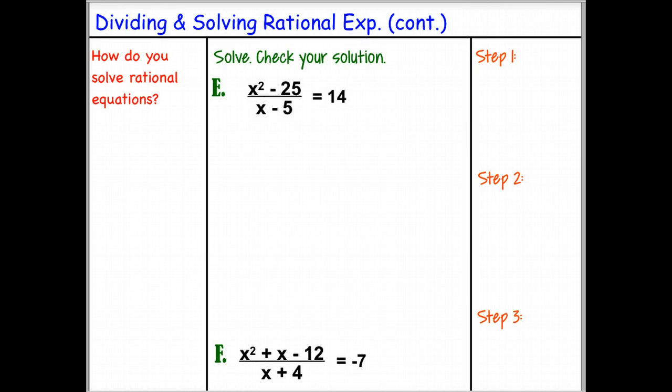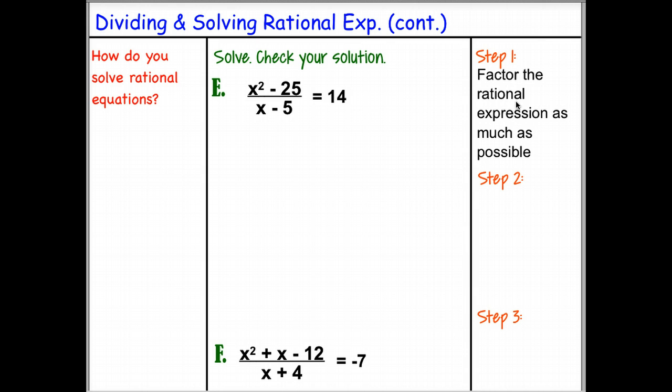Now that we know how to multiply and divide as well as simplify rational expressions, let's get into solving. We have here x squared minus 25 over x minus 5 equal to 14. The first thing we're going to do is factor the rational expression on the left side as much as possible.